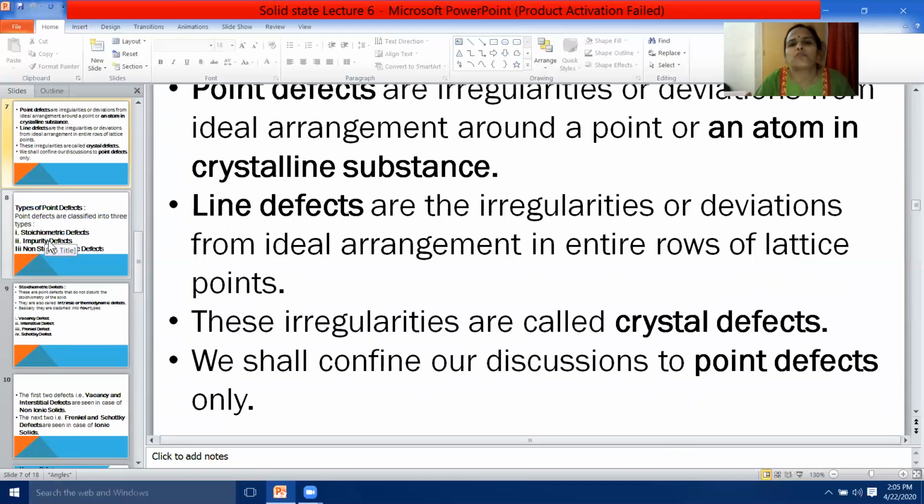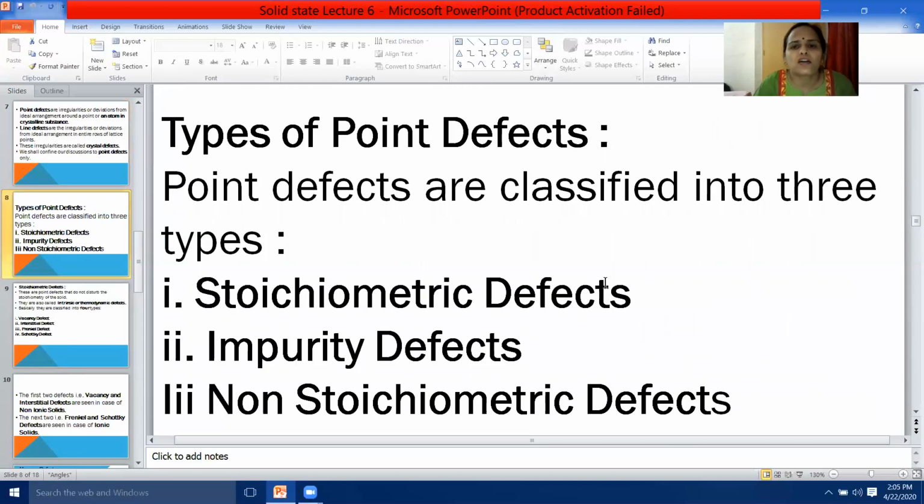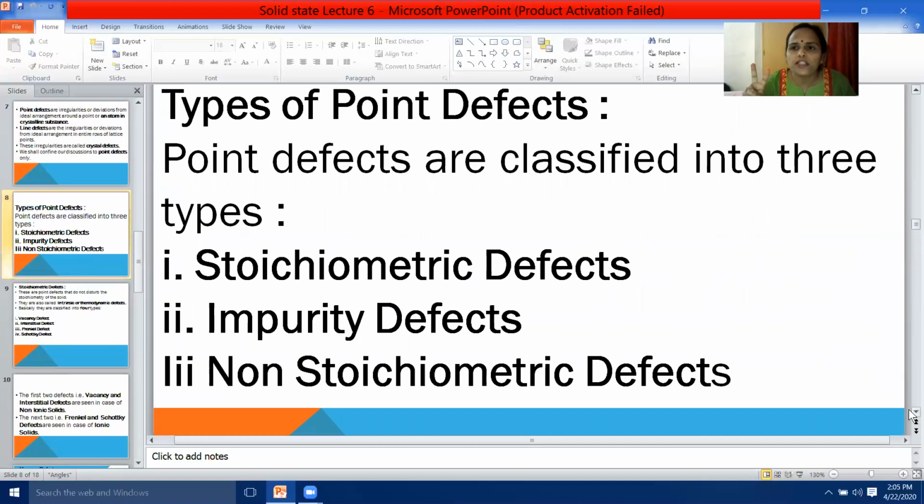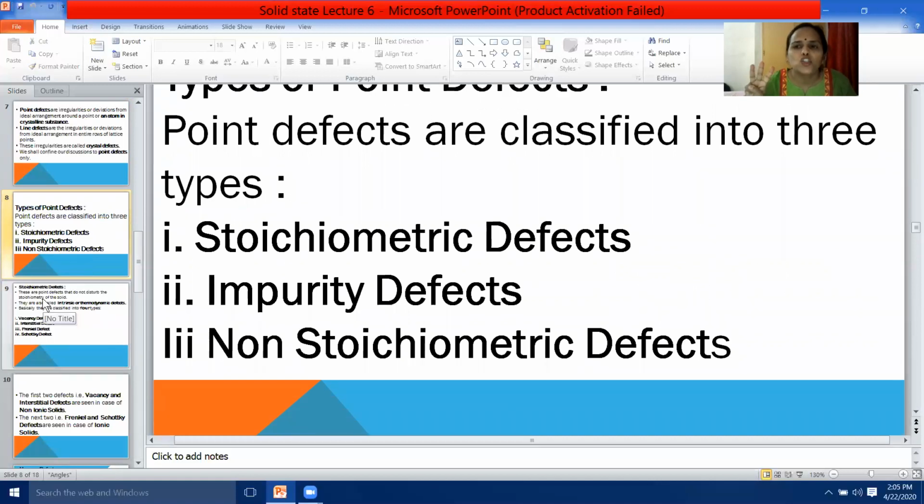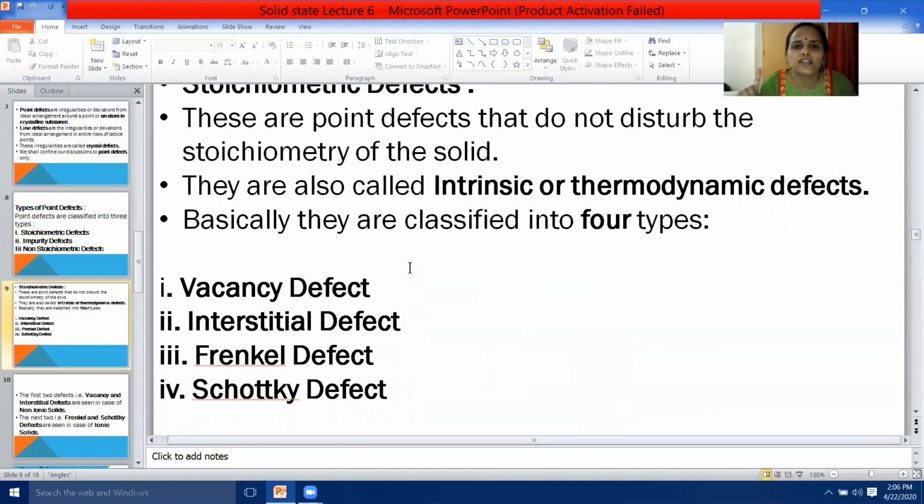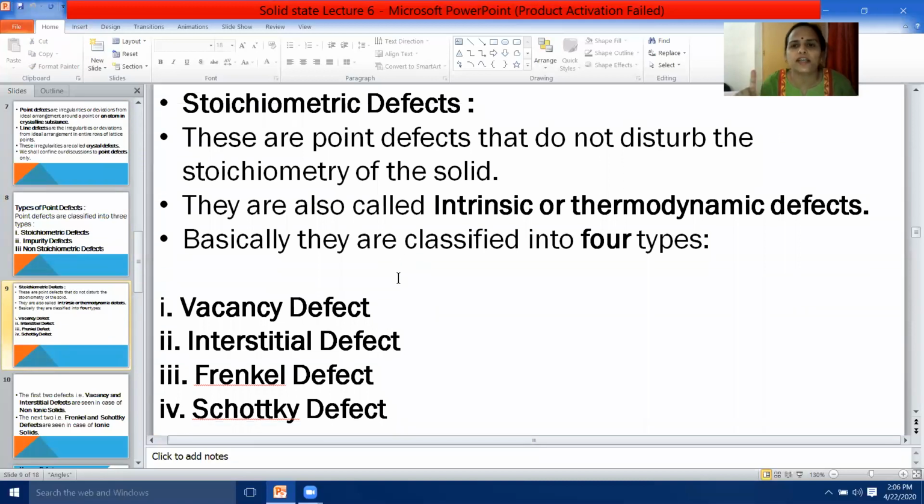Point defects are classified into three types. First is stoichiometric defect, second is impurity defect, and third one is non-stoichiometric defects. I repeat once again, point defects are classified into three types: stoichiometric defects, impurity defects, and non-stoichiometric defects. I deal with the first type of defect, that is stoichiometric defects.